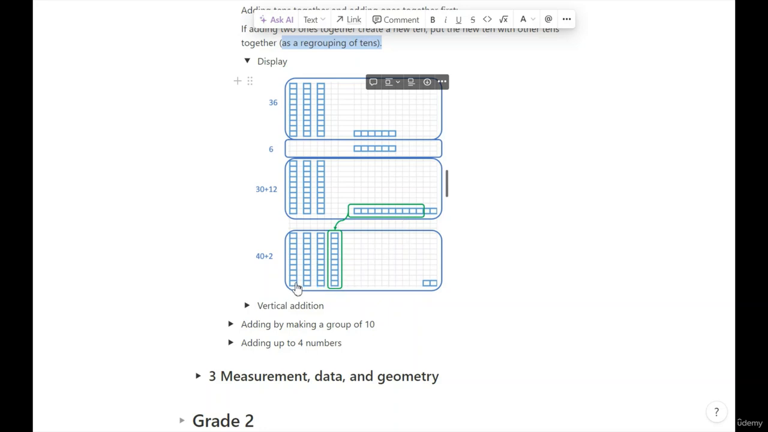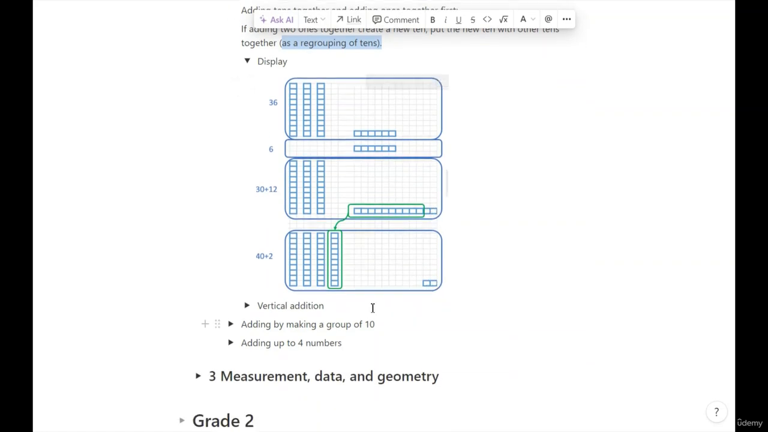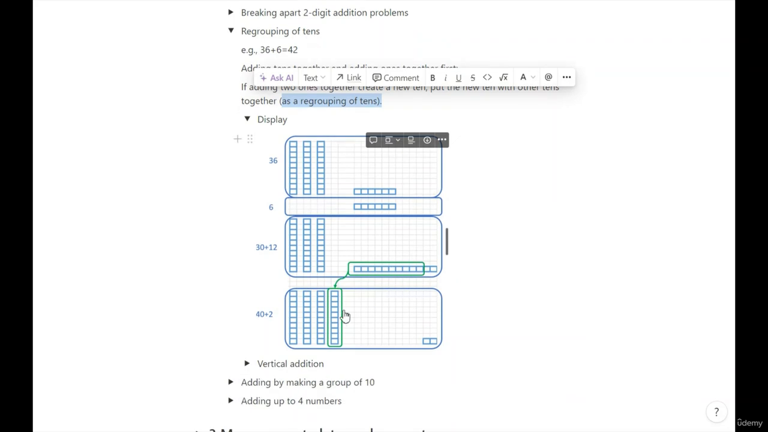Then we will have 4 tens here, and the remaining block as 2. We'll put it here. So the final result will be 40 plus 2, that is 42. So this is the process of regrouping tens.